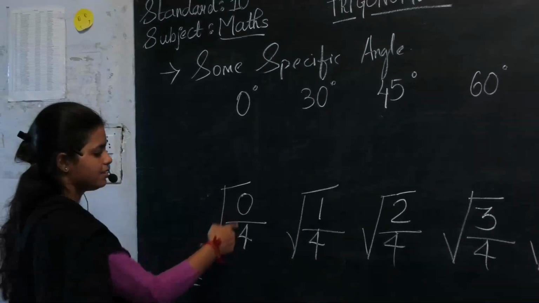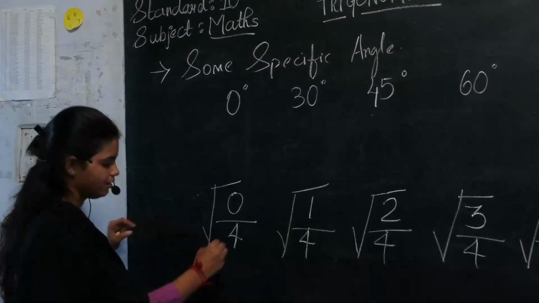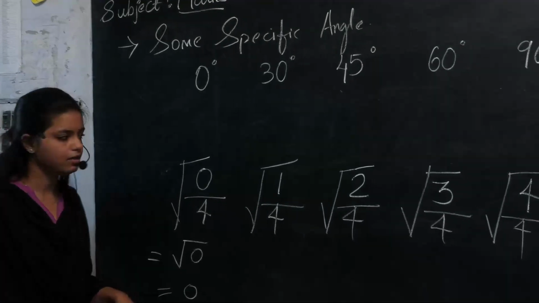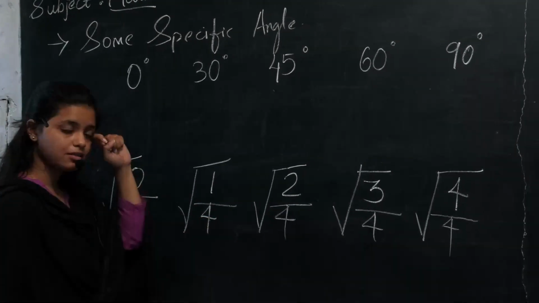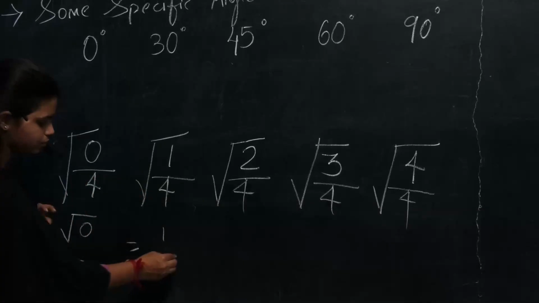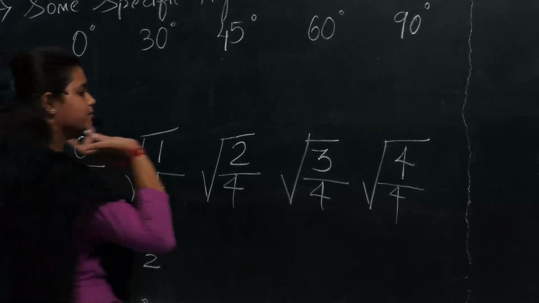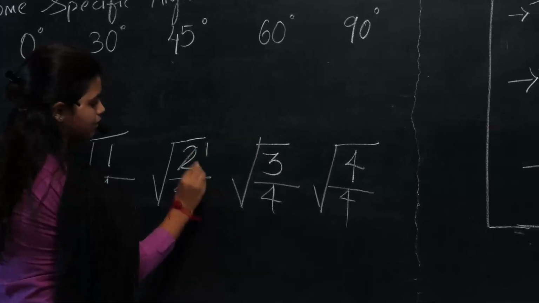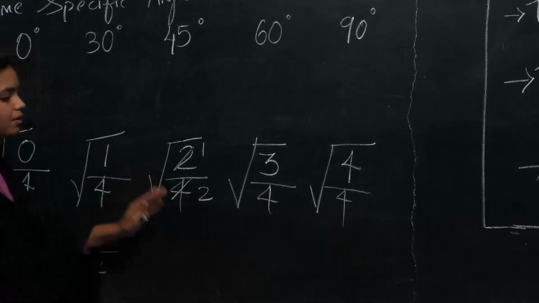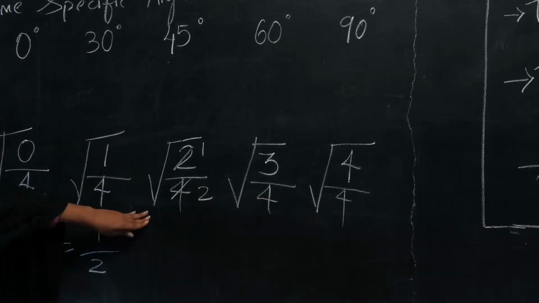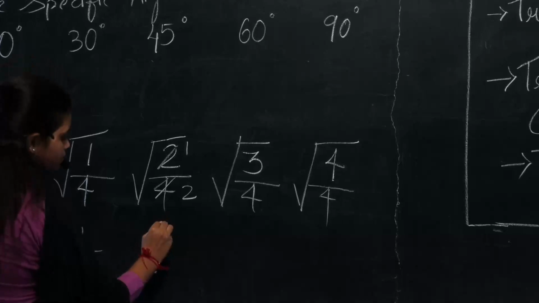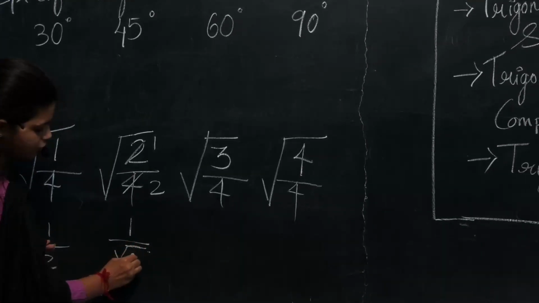See, 0 upon 4 means it will be under root 0 only, so the answer is 0. Okay, fine. 1 upon 4: the root of 1 is 1 only, and the square root of 4 is 2. Good. And 2 upon 4 we can reduce, so it will be 1 upon 2. The square root of 2 will be under root 2, and the square root of 1 will be 1. So we can write it like this: 1 upon root 2.